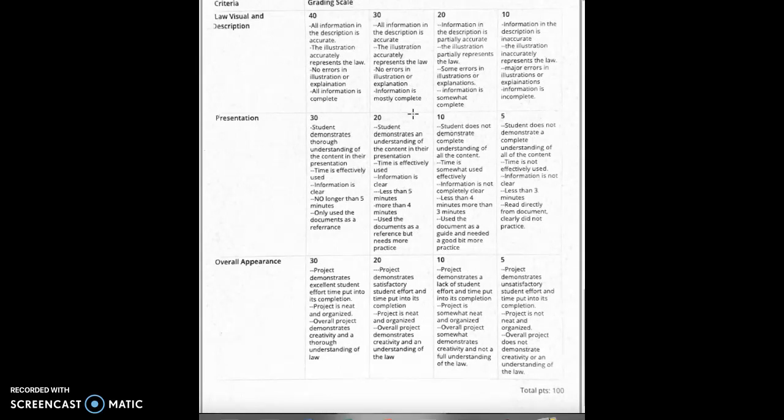The law and the description, the most you can get is 40 points. You need to make sure that all information in the description is accurate, the illustrations are accurate, there are no errors, and all information is complete. For your presentation, that's worth 30 points.